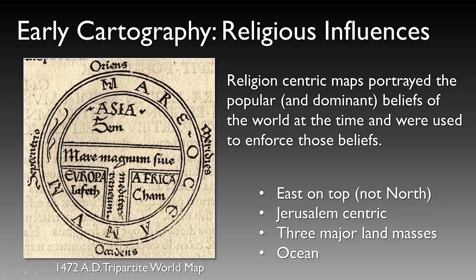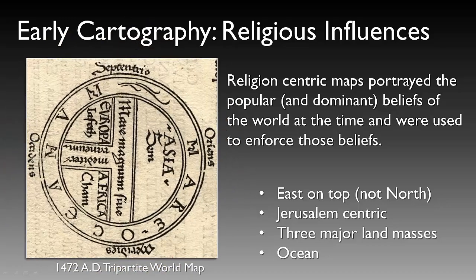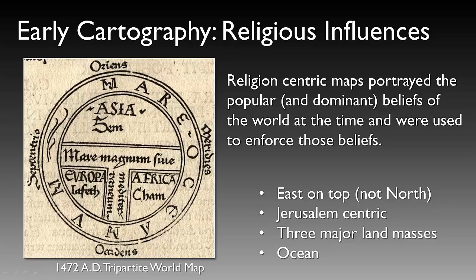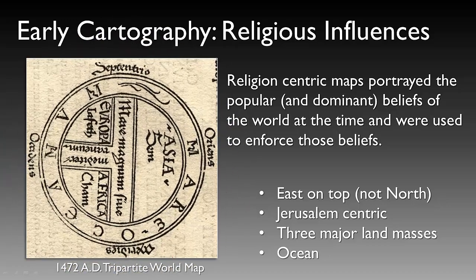Note that in this early 1472 AD map that Jerusalem is the center of the map. East is on top, not north, and there's three major land masses and an ocean displayed. If we take that map and you note that we can rotate it, what you actually see is that there's a cross in the middle, but when you rotate it north up, Asia, Africa, and Europe generally fall in the areas that we understand them today.